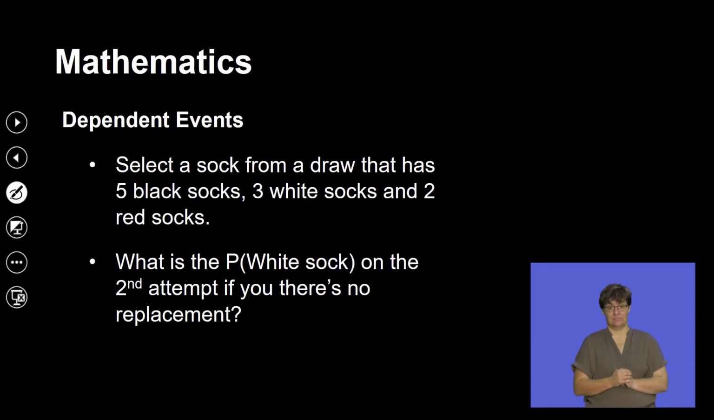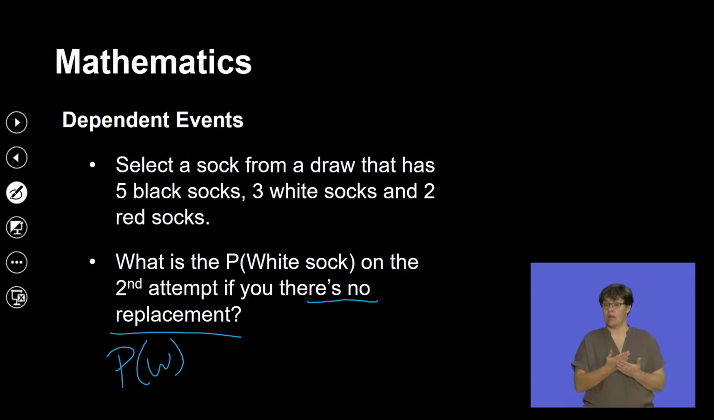But what about dependent events? Dependent events take place when there is no replacement. So in the same scenario, for my first situation, take a look. The probability of the white sock for the first trial was, you agree, 3 out of 10.